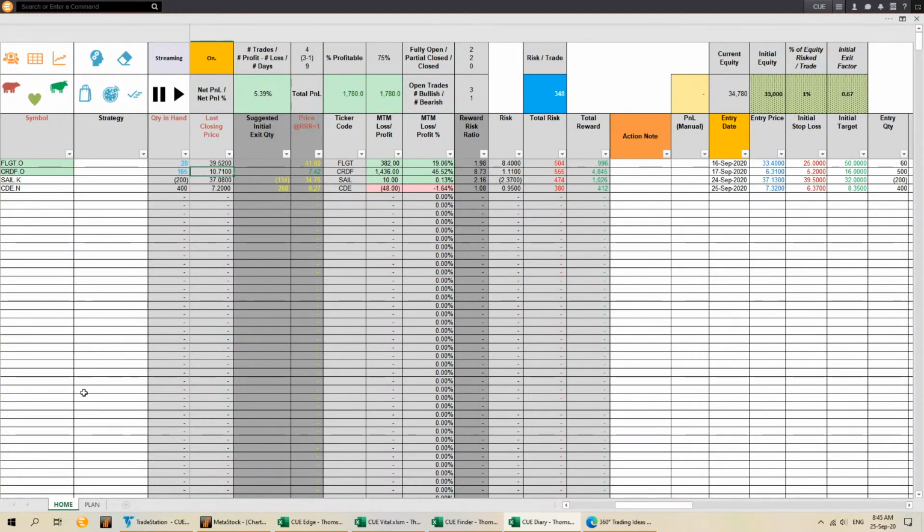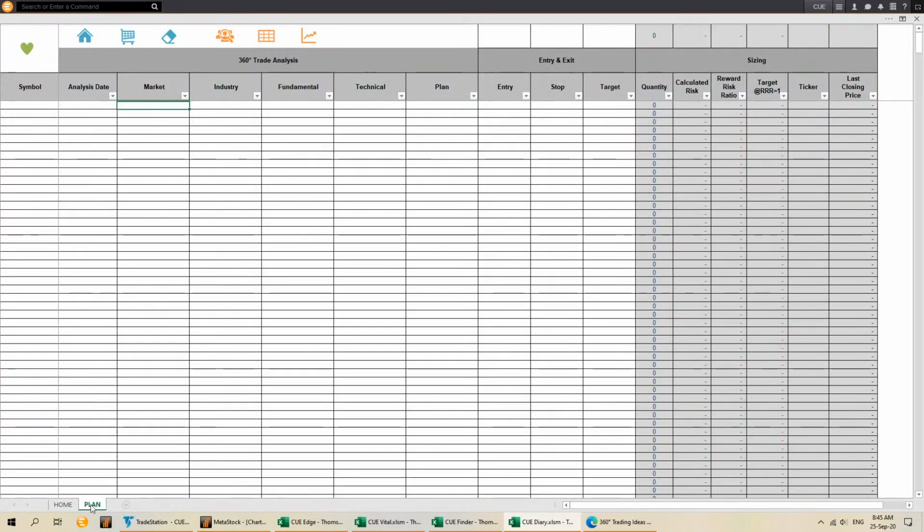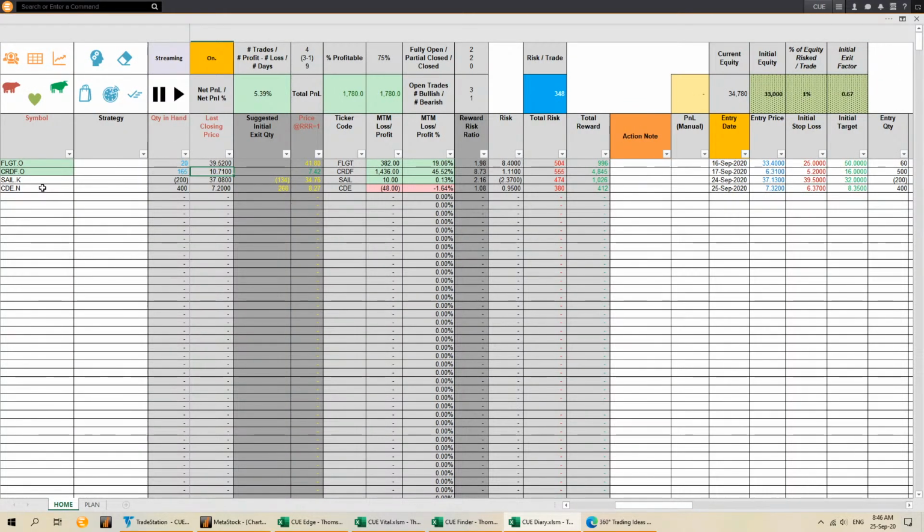So far, what did we do? We planned a trade. On the plan tab, we carried out the complete 360 degrees analysis, entered our planned entry, stop, target, that calculated the number of shares allowed, risk, dollar value, reward risk ratio, and target at RRR. We executed the trade on the brokerage platform and transferred the trade to the trade log.